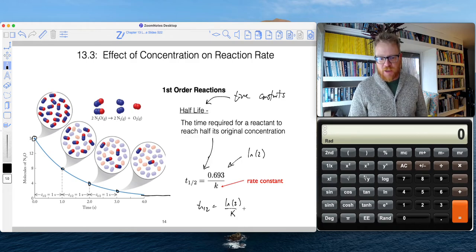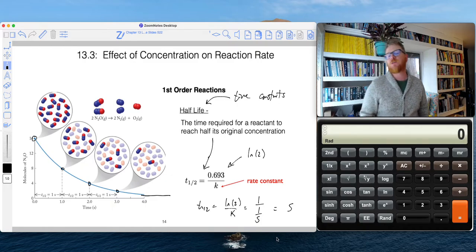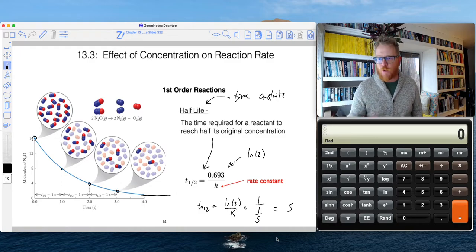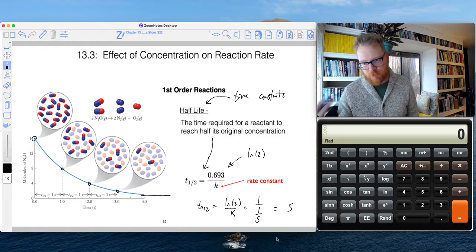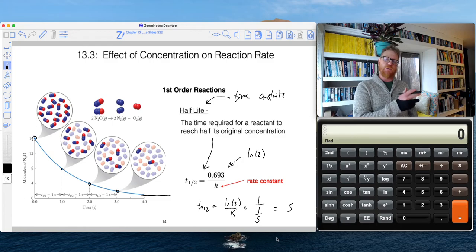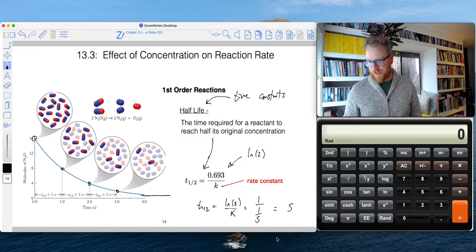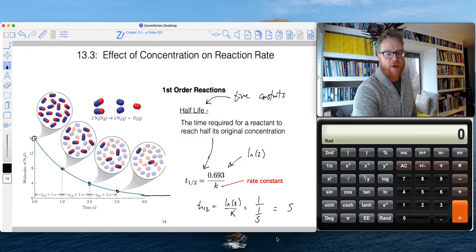And now if we look at the units here, we know the natural log of 2 is unitless. k has units of 1 over seconds, so 1 over 1 over seconds just equals seconds. So that's why we can put our rate constant in 1 over minutes, 1 over hours, 1 over years, whatever we want. Because then when we use that to calculate a half-life, that will give us a half-life in minutes or hours or days or years, depending on what's appropriate for our reaction.